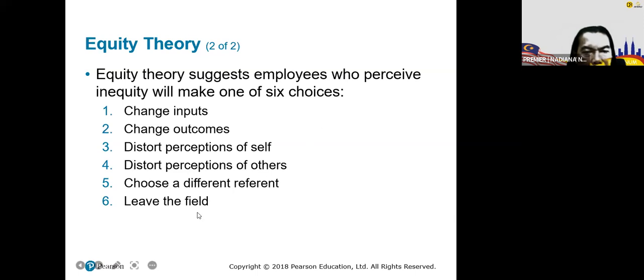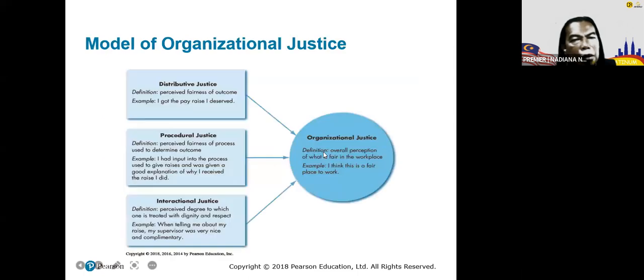Before they leave, they will go through the five choices: change input, change outcome, distort perception of self, distort perception of others, and choose a different reference. Then they will quit the organization. That is the model of organizational justice in the figure.